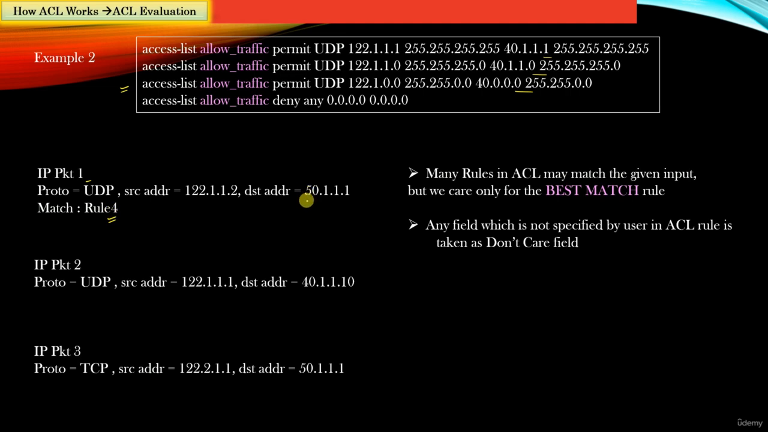The reason is that this is a destination IP address which does not match with the ACL 1, ACL 2 and ACL 3, and hence ACL 4 is the most generic ACL which in fact would match with any set of parameters of the packet. So IP packet 1 will match with the rule number 4, IP packet 2 will match with the rule number 2, and IP packet 3 will match with the rule number 4 again. Alright.